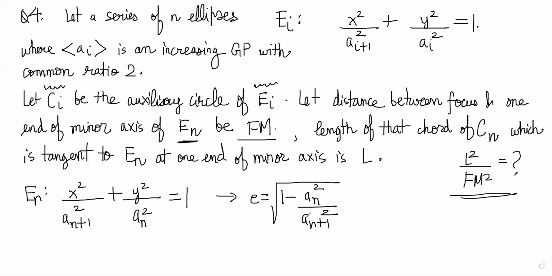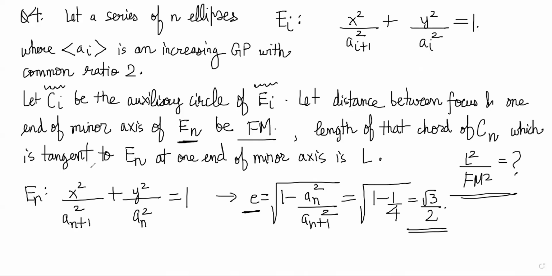And remember that a_i was an increasing GP with common ratio 2. Therefore, a_n by a_(n+1) is 1 over 2, right? Because a_(n+1) was the next term after a_n. So that will be 2 times a_n. So this will become 1 minus 1 over 4 because it is 2 square. And therefore, this is root 3 over 2. That is the eccentricity of my ellipse E_n, right? Once I know the eccentricity, what I can do is I can find the focus, find the endpoint of minor axis and so on, right?